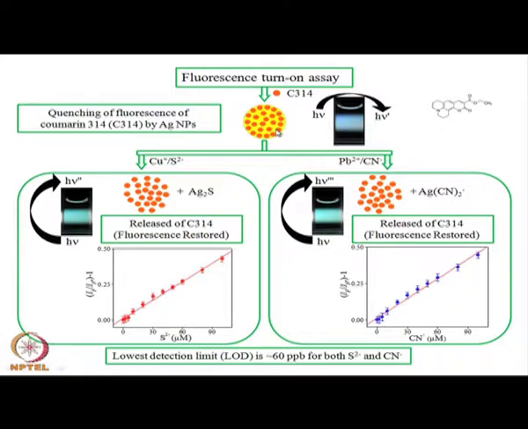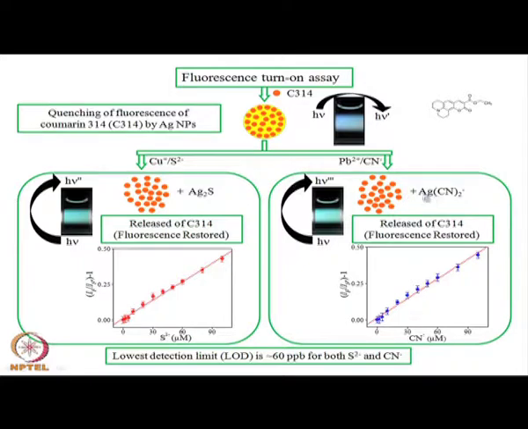So, the particle size is reducing as a result of etching. Therefore, some of this C314 molecule is getting dislodged from this initially attached stage, and as a result this free C314 is going to give you this fluorescence turn on.